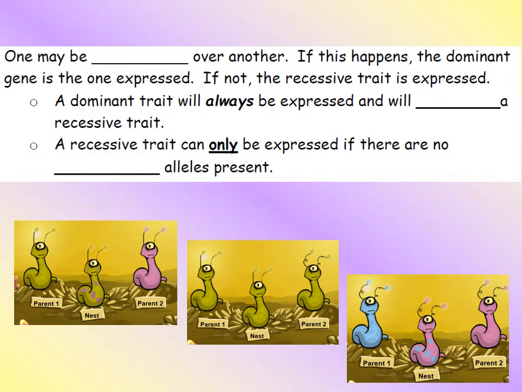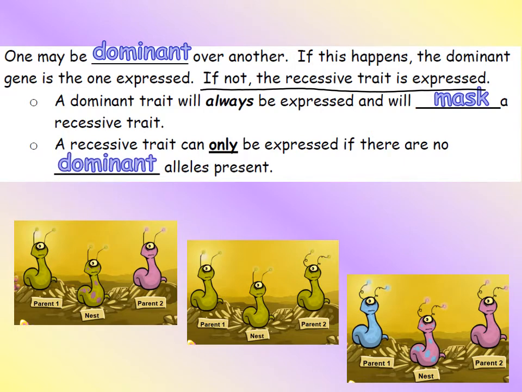Okay, so of those 2 alleles, how they act toward each other can be different. One might be dominant over another. So if this happens, the dominant gene always gets expressed. The only way to not show a dominant gene is to only have recessive traits. So dominant traits will always be expressed and will mask a recessive trait, and a recessive trait can only be expressed if there are no dominant alleles present.